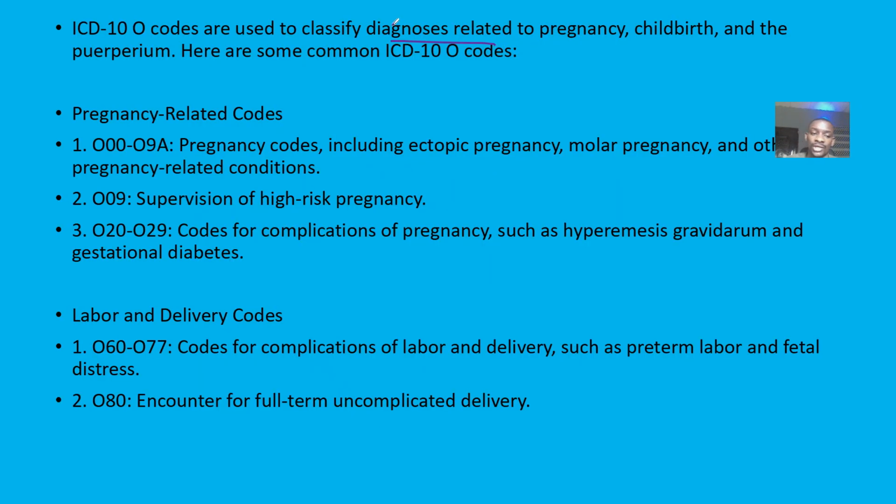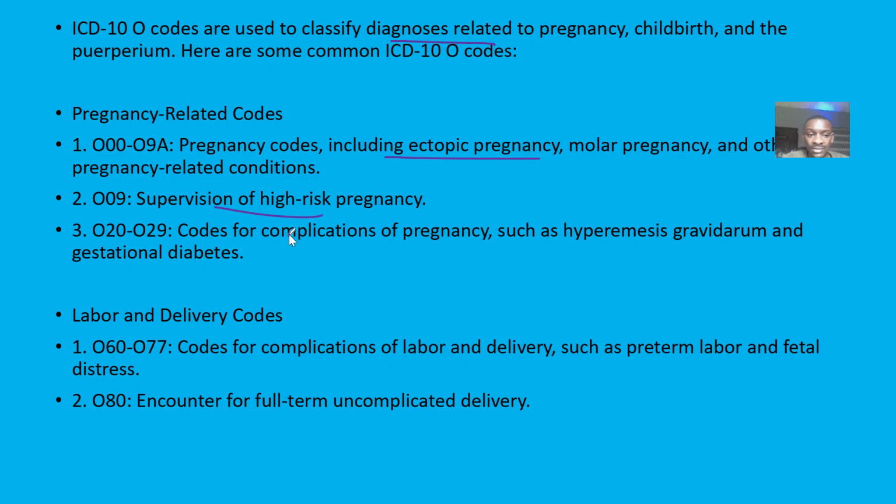So the O00 to O9. Now note how they write the O and 0, right? The O is bigger than the 0. So pregnancy codes include ectopic pregnancy, molar pregnancy, and other related pregnancy conditions. The O09 is supervision of high-risk pregnancy. So you just write it, so the other medical professional, when they have it, they should interpret and know, right?